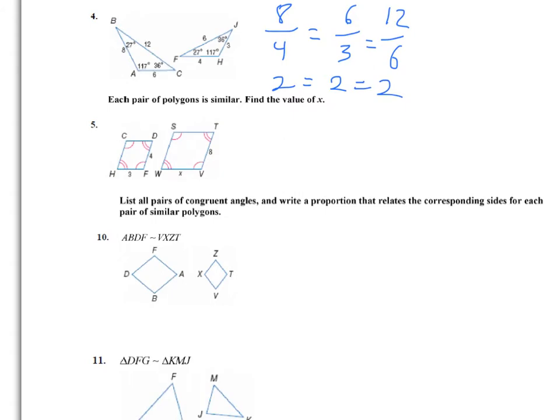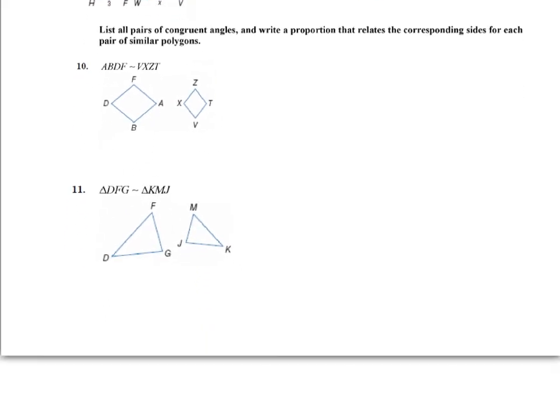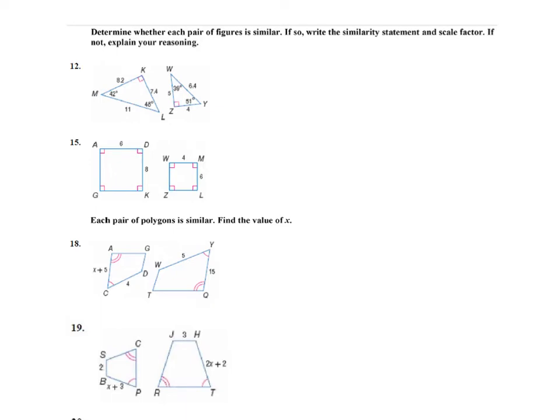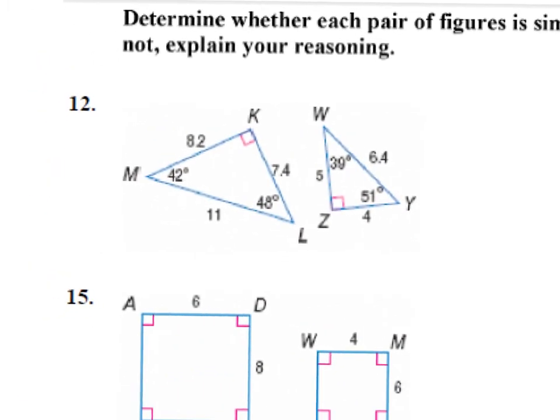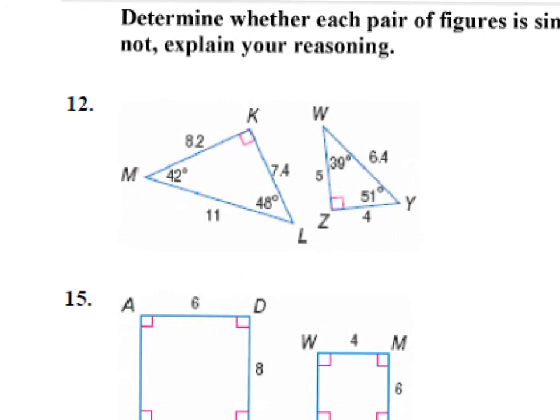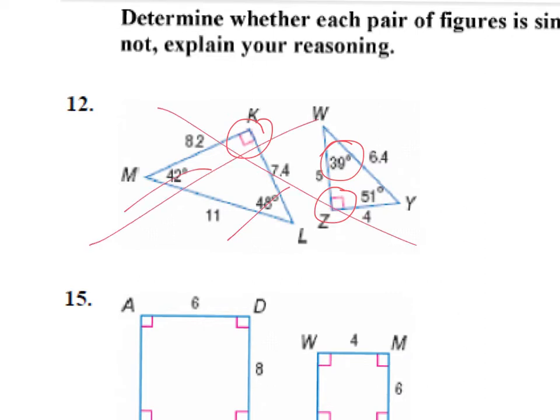Number 5, 10, just like that problem example from above. On number 12, let's see, what are we doing? We're writing a similarity statement. So they're similar. Again, similar. Look at 12. Are those similar? Look at the angles. This has a 90-degree angle, and this one does. This one has a 39, but this one doesn't. If the angles aren't congruent, then they are not similar. So number 12 is not similar.